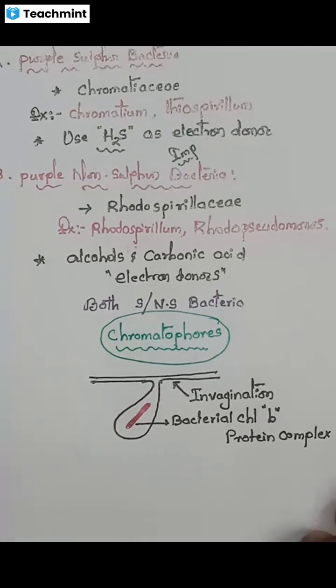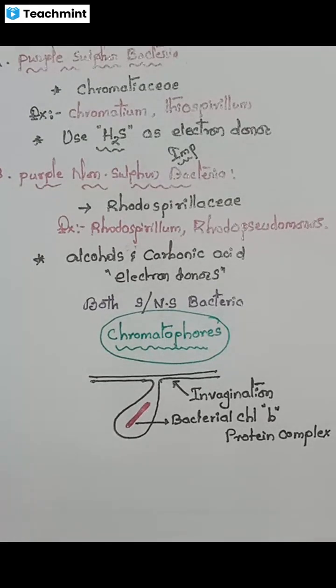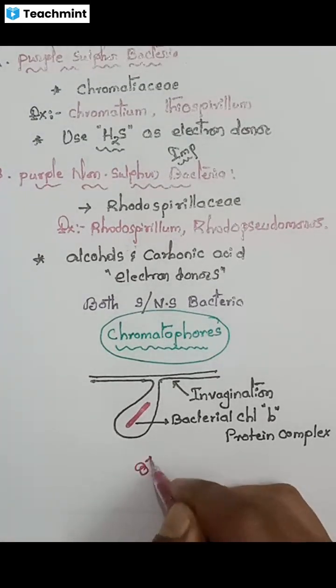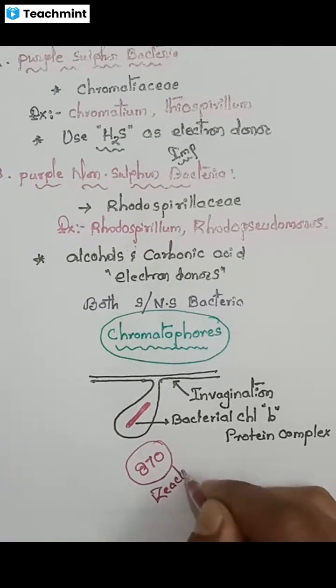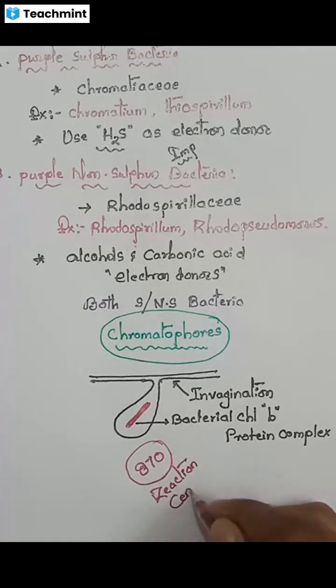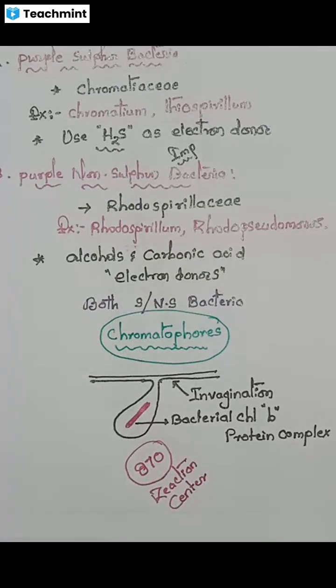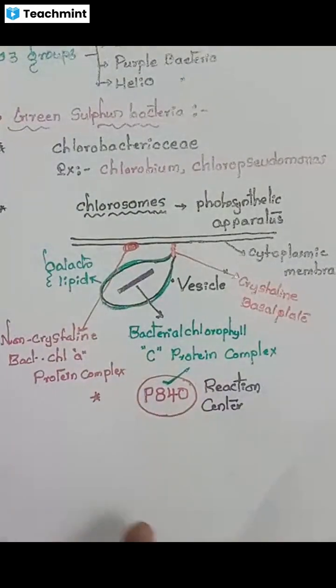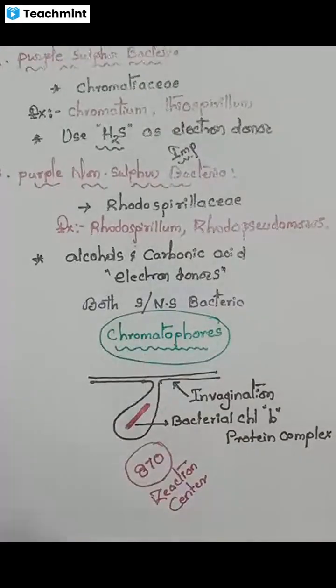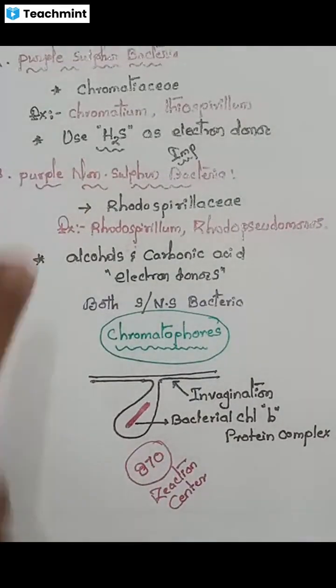Clear. So in purple bacteria, 870 is the reaction center. So 870 is the reaction center in both purple sulfur bacteria and non-sulfur bacteria. So clear. In green sulfur bacteria, the reaction center is 840. In both purple sulfur and non-sulfur bacteria, the reaction center is 870.